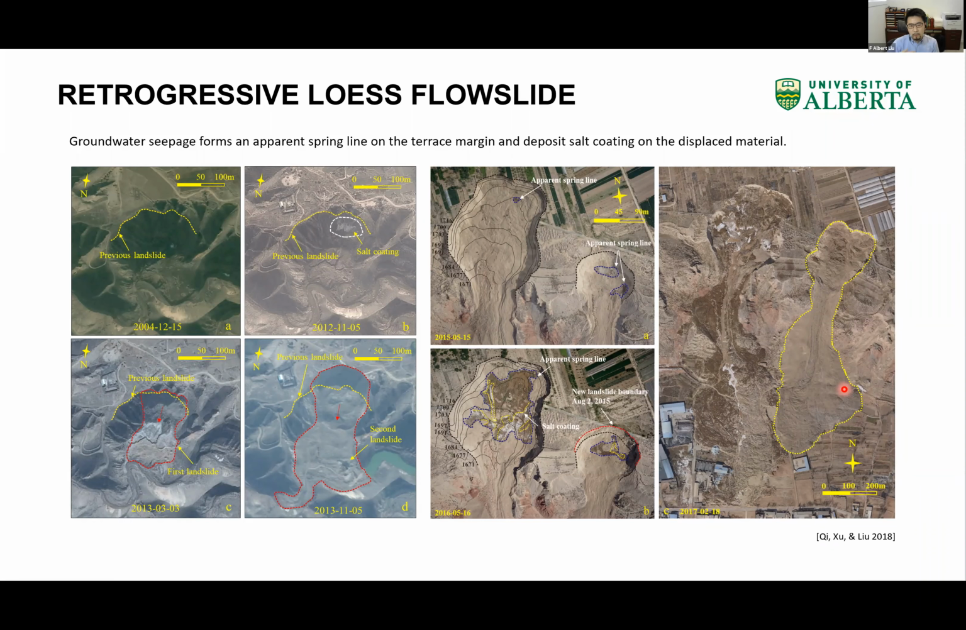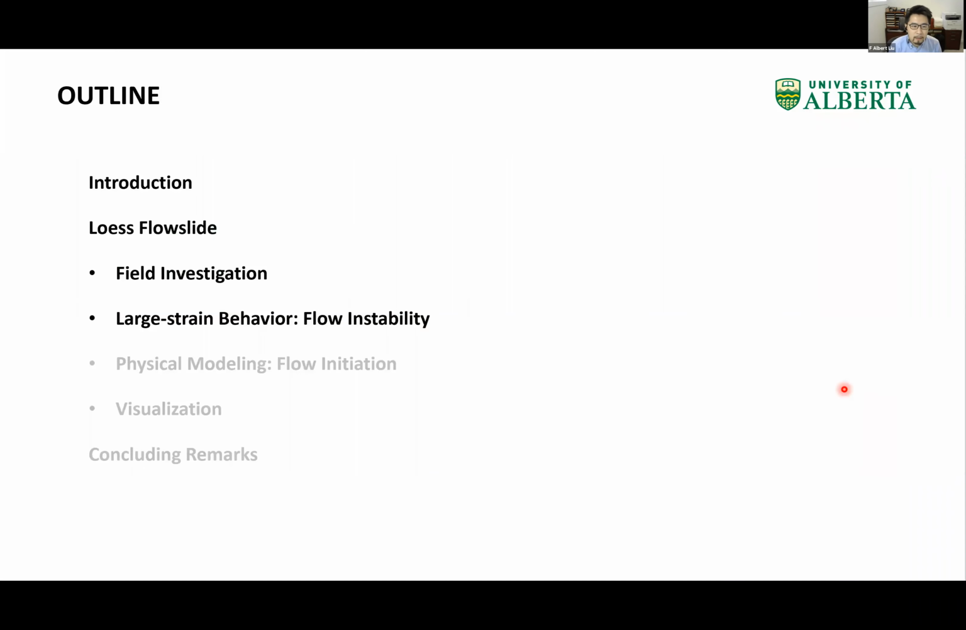At this point, we can see this flow instability, or severe, intense strain softening, that occurred in these areas when the loess experienced such a high groundwater recharge. And now let's move on to the laboratory settings and look at this flow instability, or the mechanical behavior of loess, depending on the structure of the material.